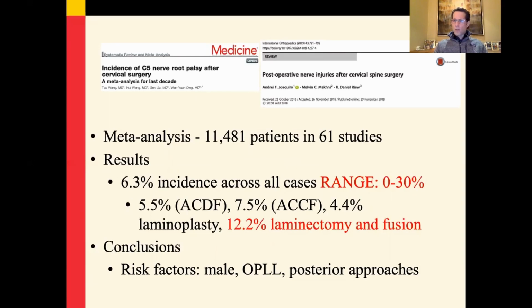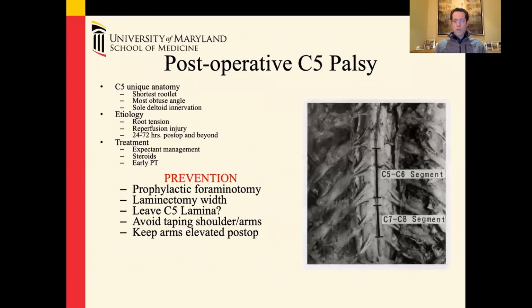The risk factors are not only a posterior directed approach, but patients that have OPLL and even males compared to females. Some of the ways to prevent it, you may want to consider doing a prophylactic foraminotomy. Being careful with the width of your laminectomy is really important because it may allow for more migration of the cord, which may increase your risk of palsy.